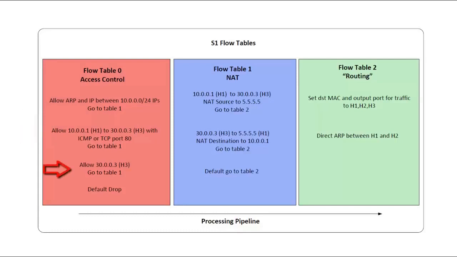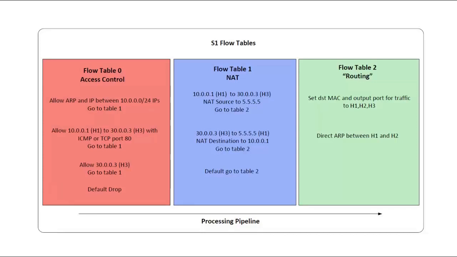Next, I'll allow any traffic from H3. For those three permits, the action will be the same, which is to continue on through the processing pipeline onto table 1. Finally, in table 0, there is the default drop, meaning any traffic that doesn't match the previous conditions will be dropped and of course not make it to table 1 for processing. For example, H2, which is at 10.0.0.2, will not be permitted to reach H3 because there is no explicit rule to allow that.